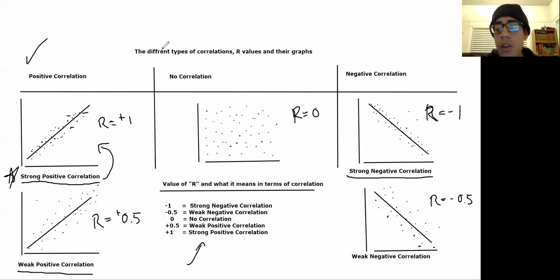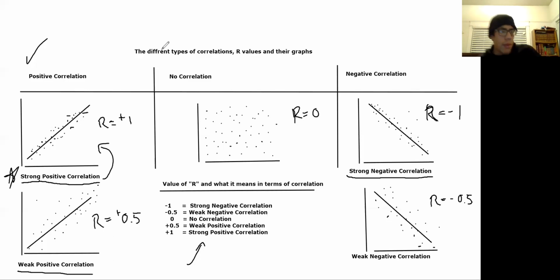And then it's a weak negative correlation, because they're further away from that line. There's still a general pattern of it going down. It's just that the relationship is not as strong as a strong correlation. It's a weak negative correlation, right?